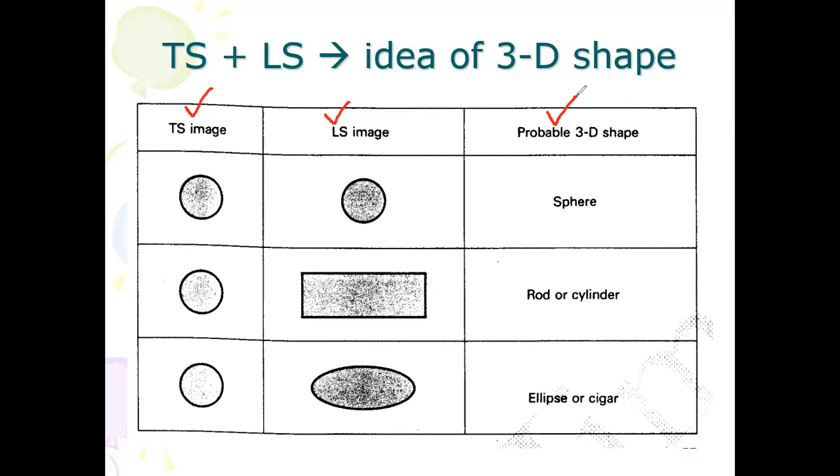So in order to figure out what is the actual 3D shape of this particular structure that you see in the microscope, you must look at the TS and LS image to predict what the 3D shape is. Right, TS is like this, LS is like this, so the 3D shape must be spherical. Right, TS is like this, round, and LS is like this, rectangular. So therefore, the probable 3D shape must be a cylinder. Right, so TS is this, LS is this, so this is a cigar. Right, this is a cigar shape.